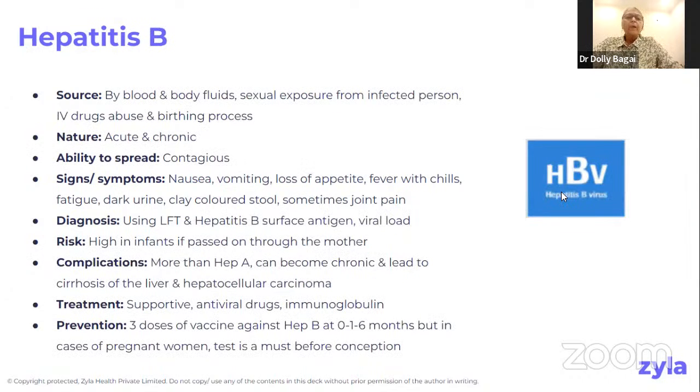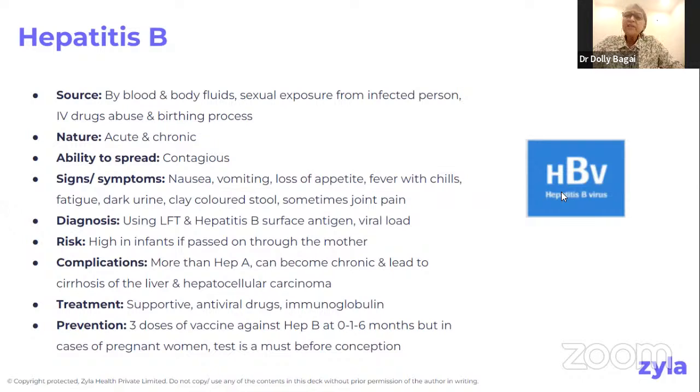Hepatitis B is not waterborne. It is caused by body and blood fluids, and sexual exposure from an infected person. It is seen in IV drug abuse and during birthing, when a hepatitis B infected mother gives birth to an infected infant. Why? Because there is a cross-placental transmission of this virus.